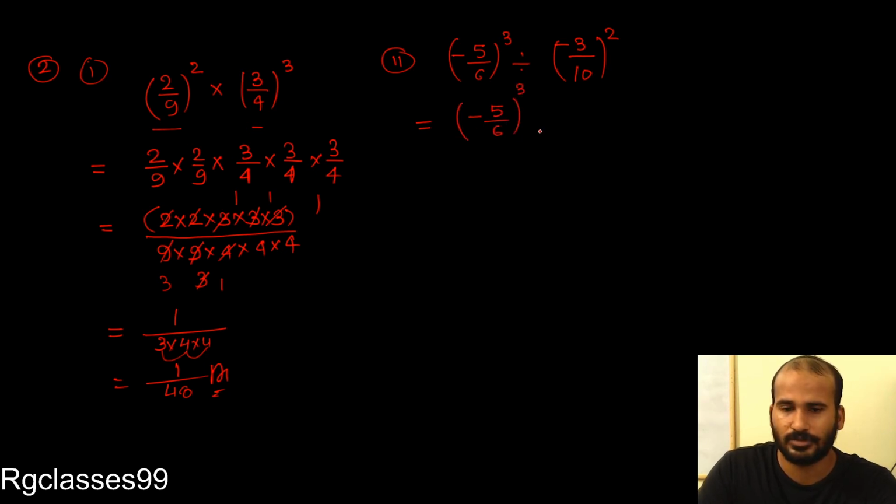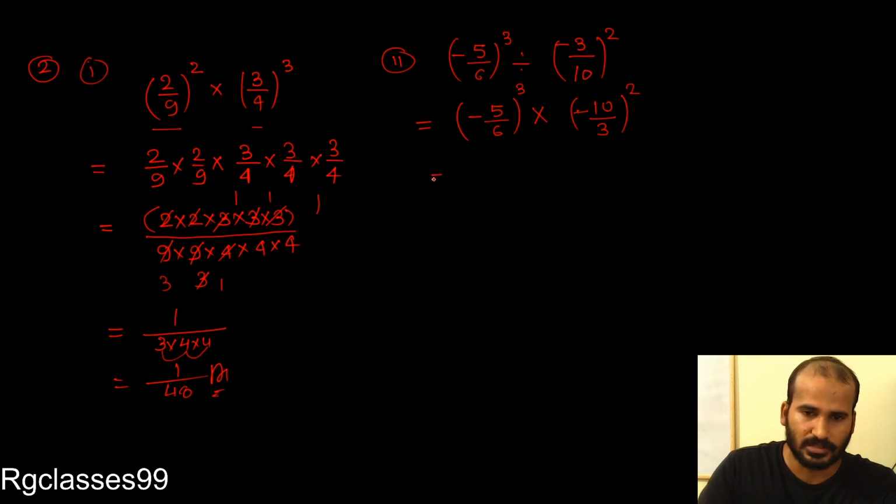And what you have to do, this is a very basic thing you have to know. Just look, this is the sign of division. So just change this sign to multiplication. Division sign changes to multiply. And what you have to do next is just look at this number. This is minus 3 by 10. So you just change it to minus 10 by 3. Don't change this sign, you just change the place of numerator and denominator. Okay, this is 10 by 3 to the power 2.